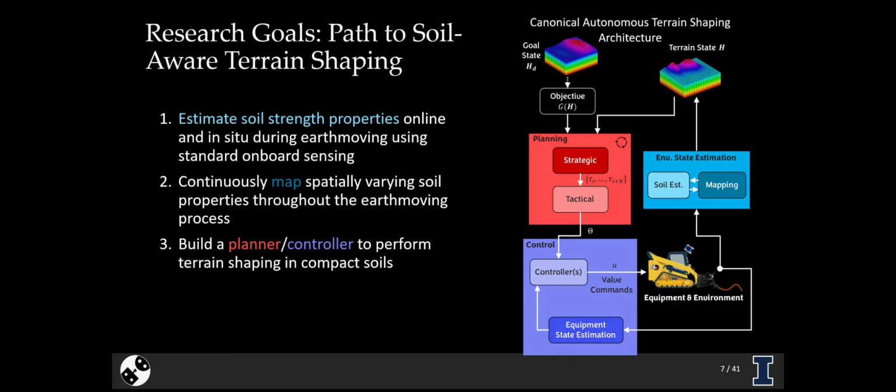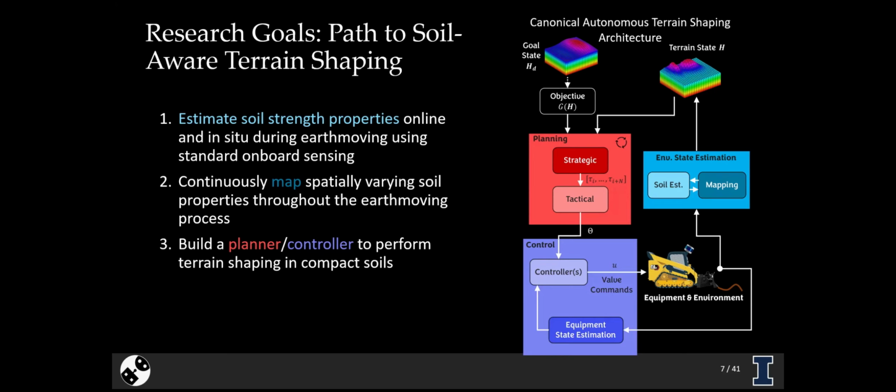So what I'm going to talk about today is organized into three main contributions. First, estimating soil strength properties. How do we actually formulate that problem? And what do we mean by soil strength properties? And how do we do it during the earth moving process, as a system is trying to perform this terrain shaping task?